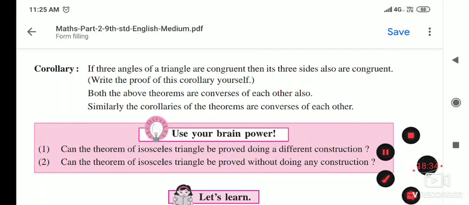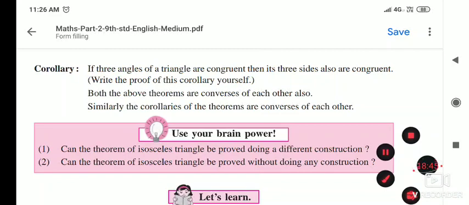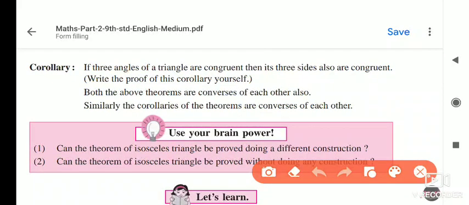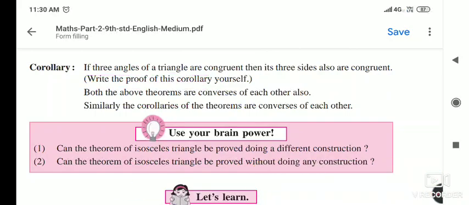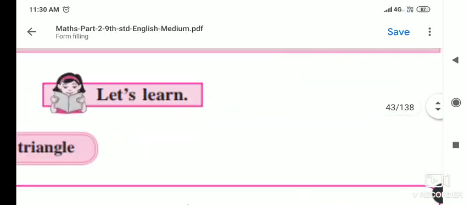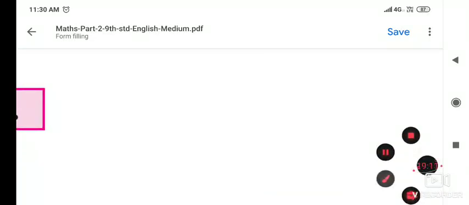If three angles of a triangle are congruent, then its three sides are also congruent, and write the proof for it. In the same way I told you about, you have to do it. In this theorem, we have to draw one triangle with all three angles congruent to each other, and then prove that its three sides are also congruent. So how can we prove it? It is also very easy. You have to try to write it up. If you are not able to write, don't worry, I will explain how to do it.